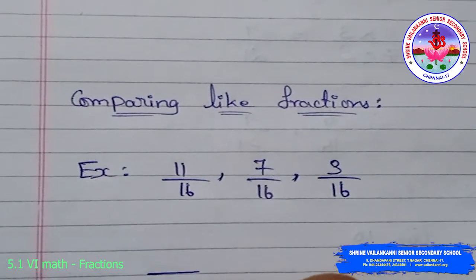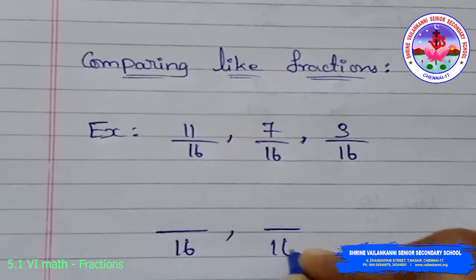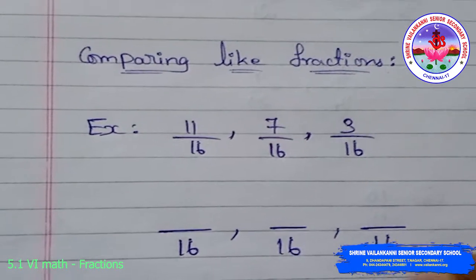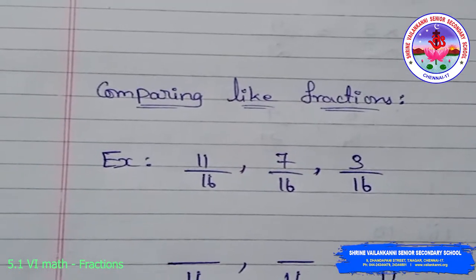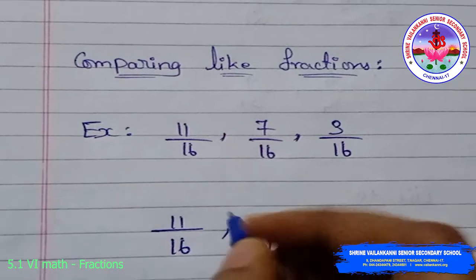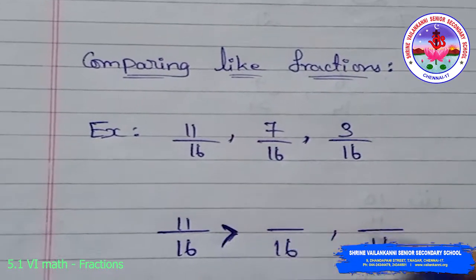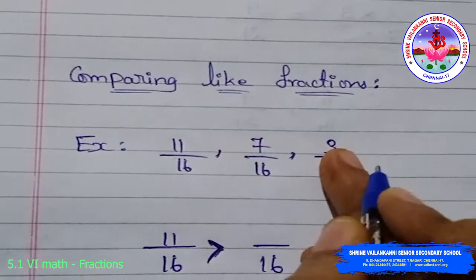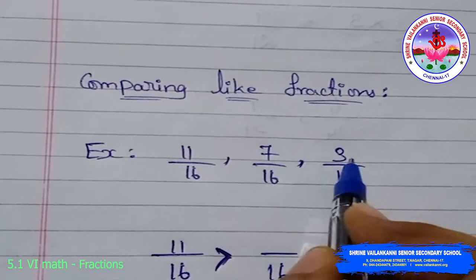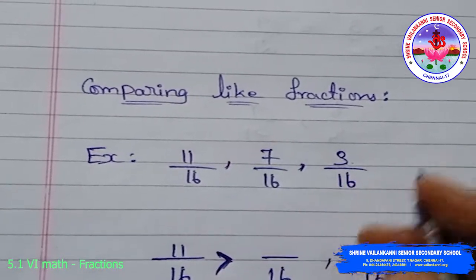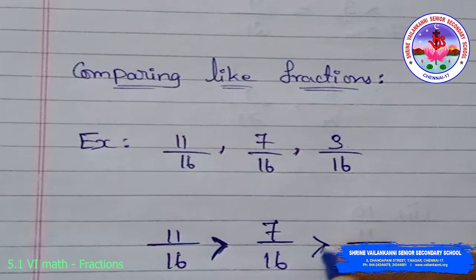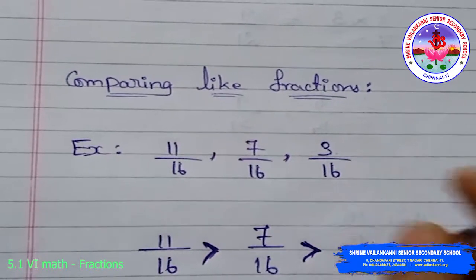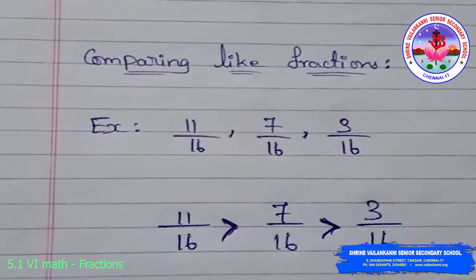The denominators are the same. So the denominator is 16, the denominator is 16. Now comparing which one is largest. Here 11 is largest, so greater than. Next, comparing these two numbers, 7 and 3. Which one is largest? 7 is largest, so greater than. The last one is 3.